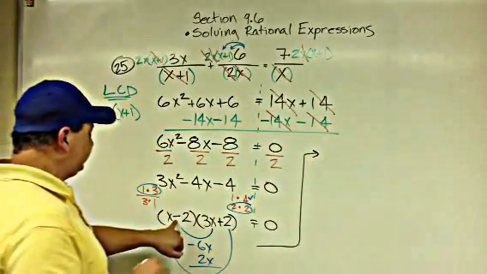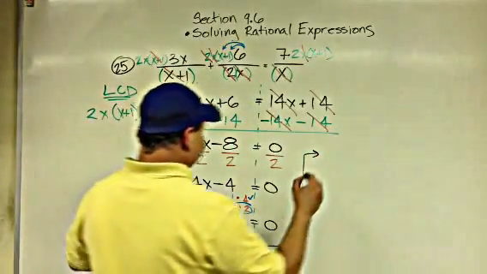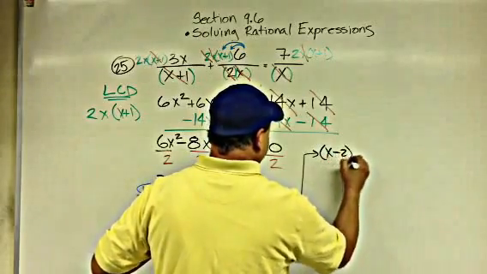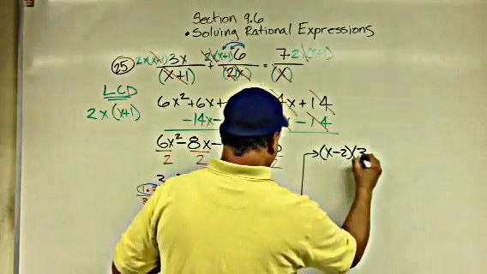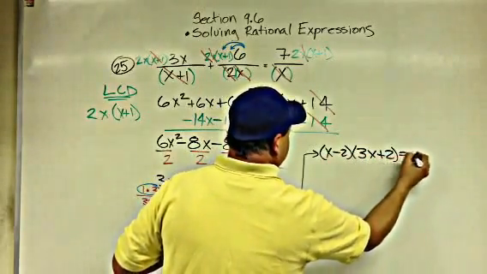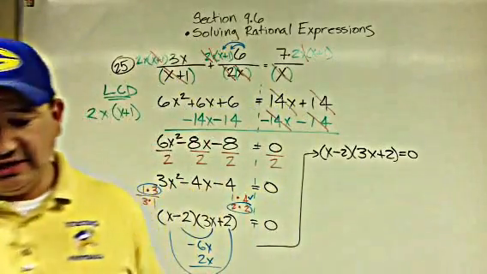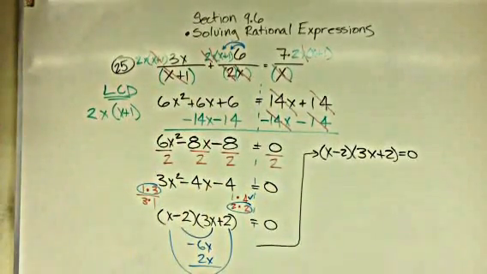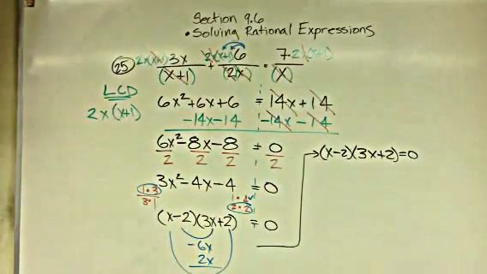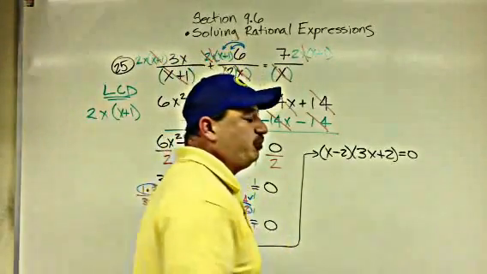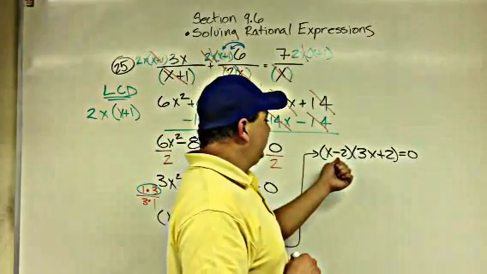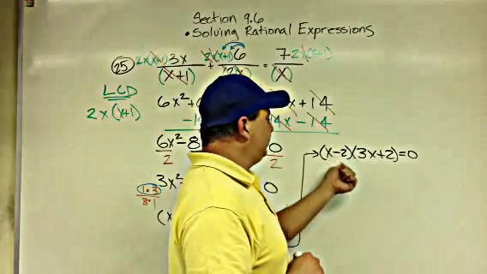So I'm going to go ahead and rewrite this. x minus 2, and we have a 3x plus 2, and we're going to put it equal to 0. Now I'm going to quickly check the camera to make sure it barely fit. Okay, so we're okay.